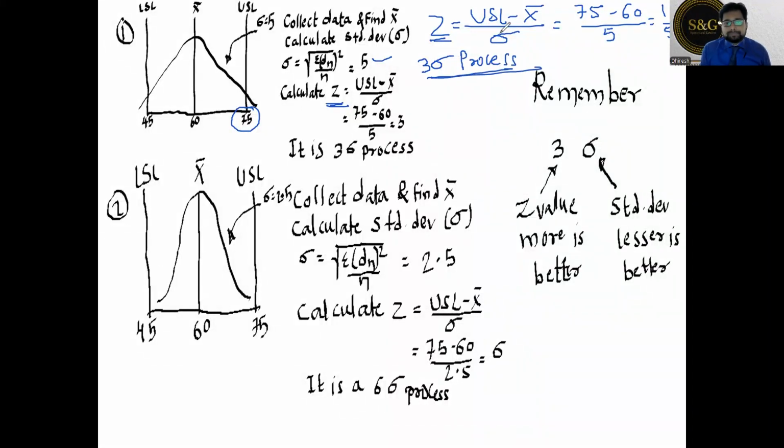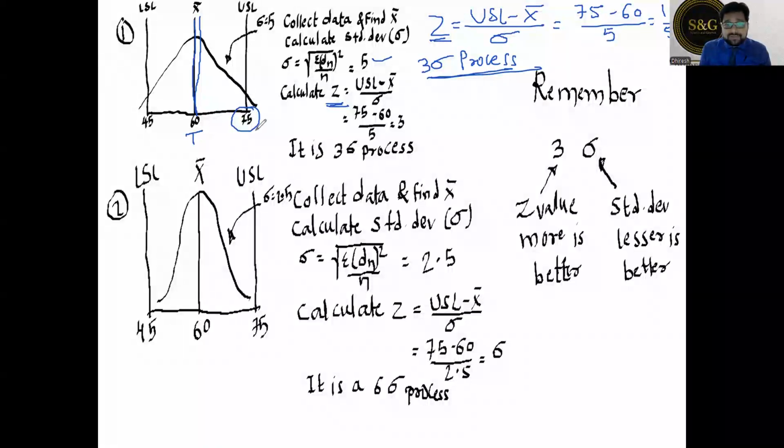Write down this formula. Now this formula is applicable when, for your understanding, I'm assuming the X bar is exactly equal to the target. My mean is exactly hitting the target. That is my underlying assumption. But this is the formula: USL minus X bar divided by sigma.